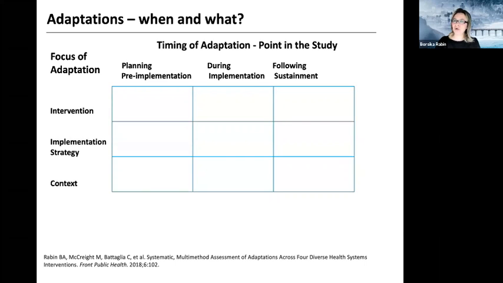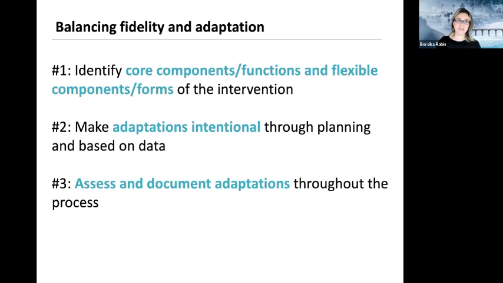And most of the work to date has been happening in this planning and pre-implementation context, thinking about preparing evidence-based intervention for the new context. But the truth is there is a lot of adaptations that are happening during implementation and following implementation or during sustainment. And so we have to have that attention to those as well.